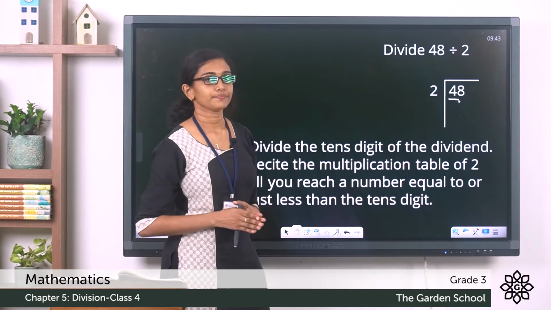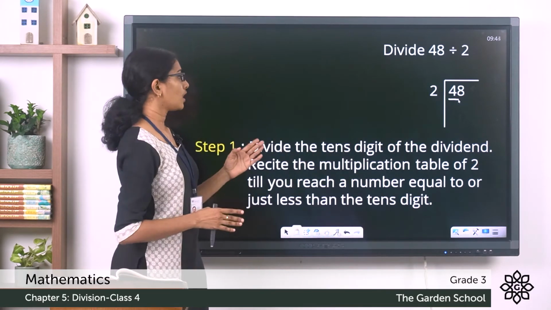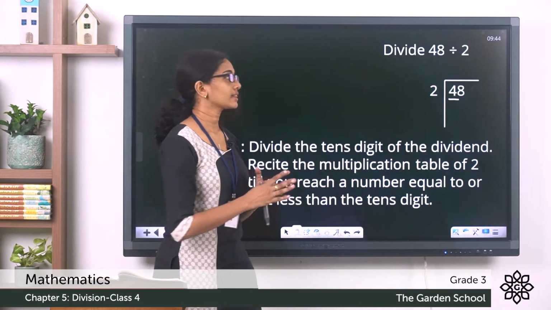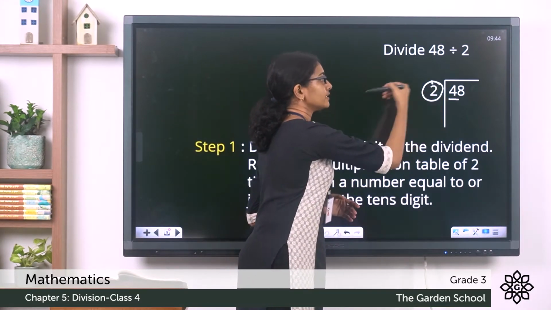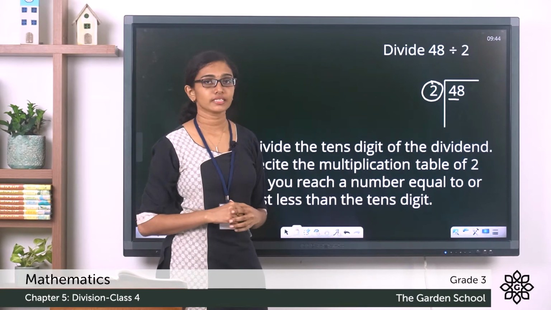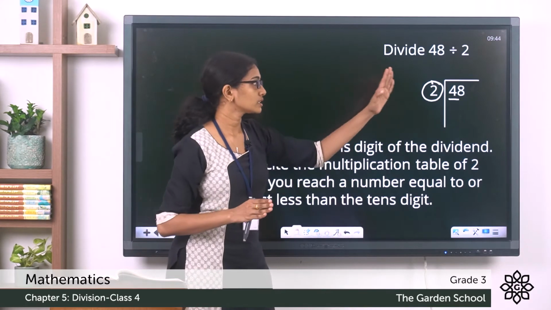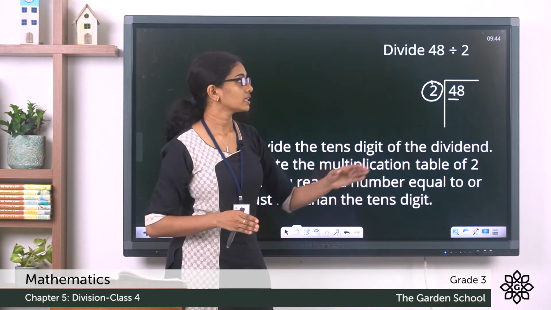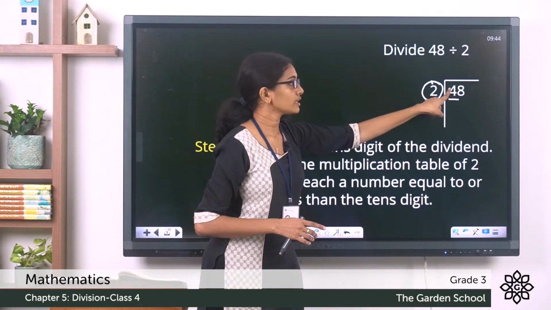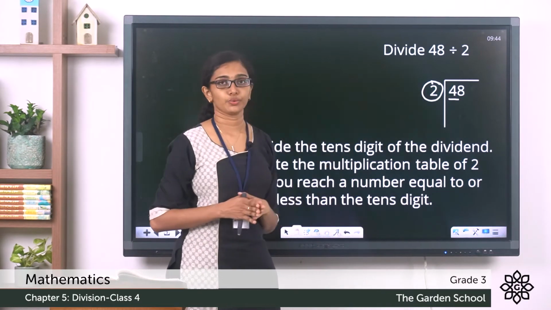Now what is the next step? You have to divide the tens digit, which is the digit 4 here, of the dividend. And then what you have to do? You have to recite the multiplication table of the divisor that you are given in the question. So which is the divisor given in this question? It is 2. And you have to recite the multiplication table of this 2. For what? You are going to divide this tens digit, which is 4 here, with this number 2. We are going to do 4 divided by 2.